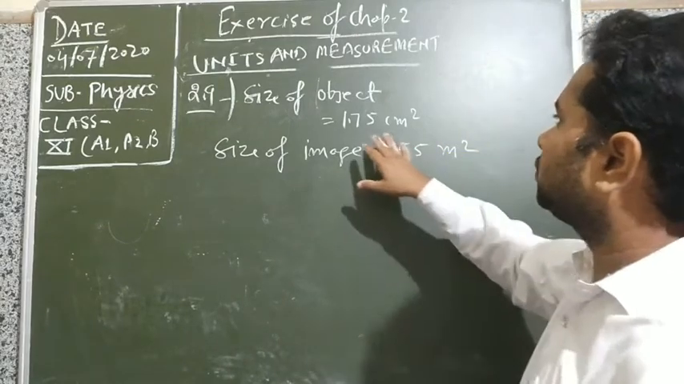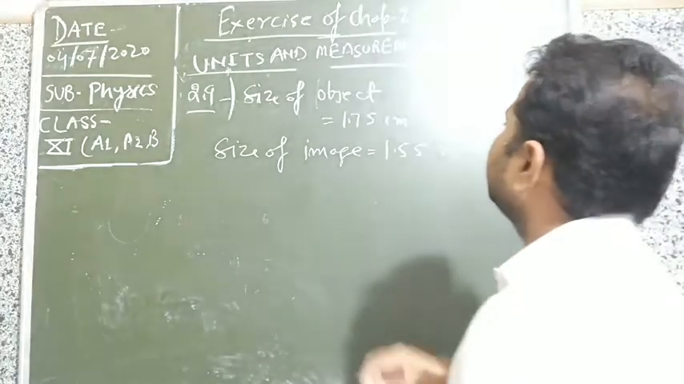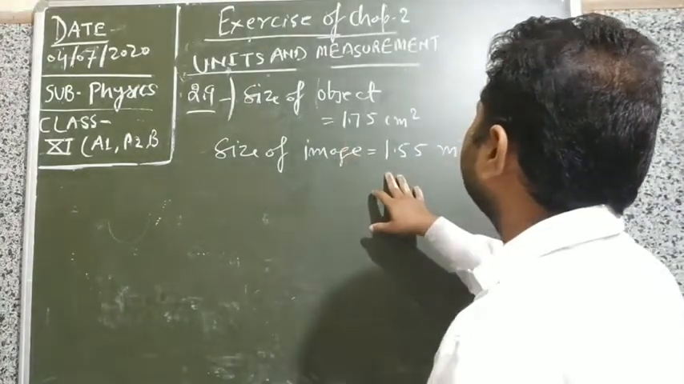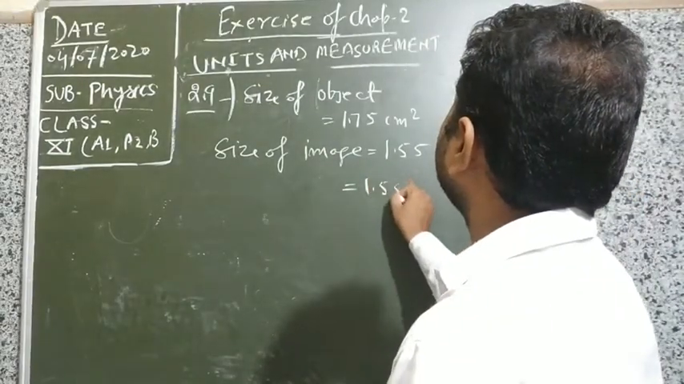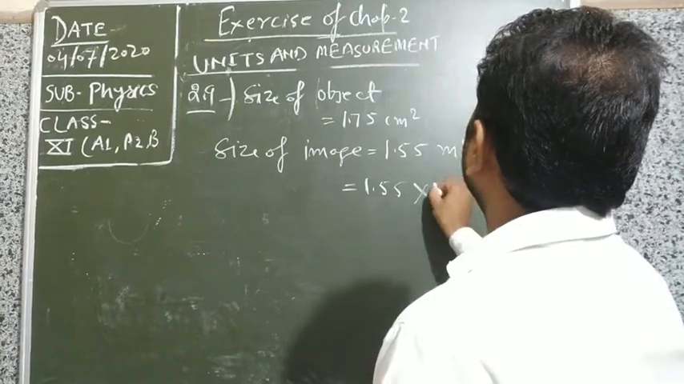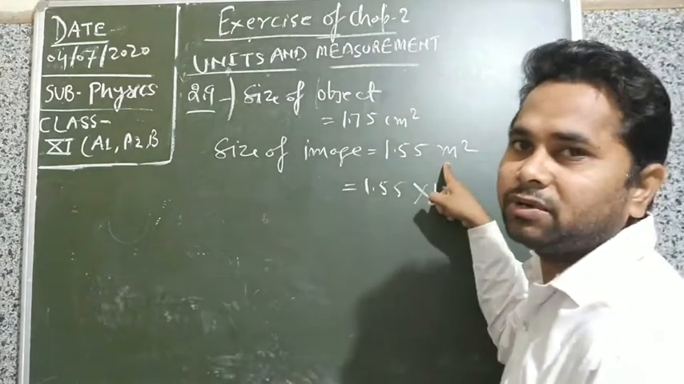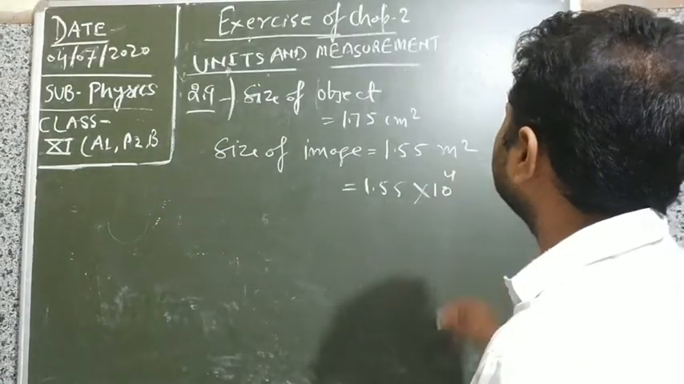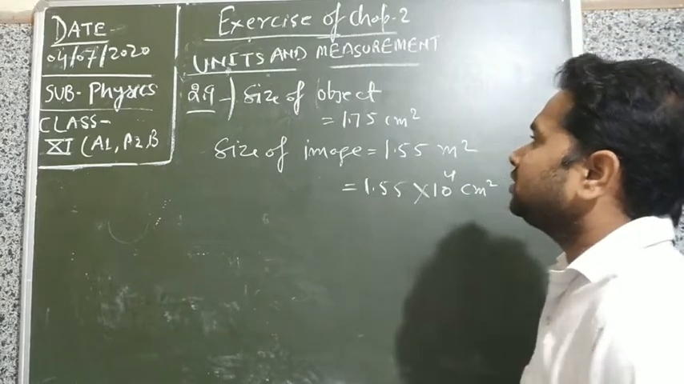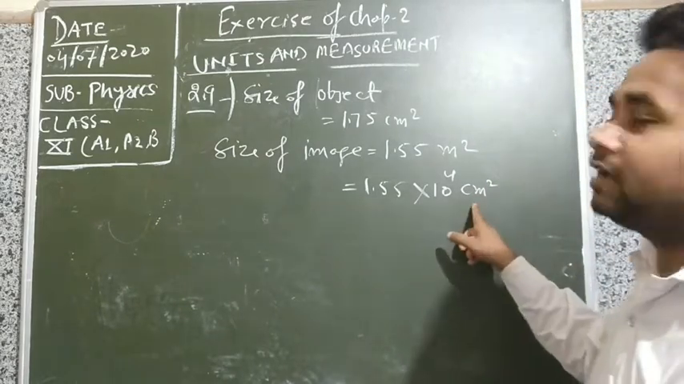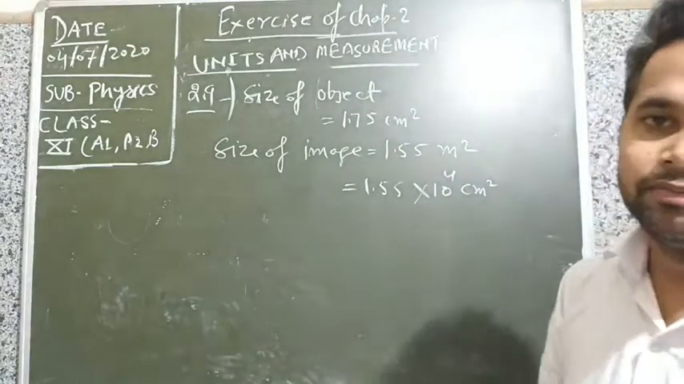So first of all, we have to convert these two values into the same system of units. One is in centimeter square, the other is in meter square. So let's convert 1.55 into 10 to the power... see, this is meter square, and we have to convert it into centimeter square. So it is 10 to the power 4 centimeter square. So this is the size of the image. Actually, this is the area of the image, and this is the area of the object here.